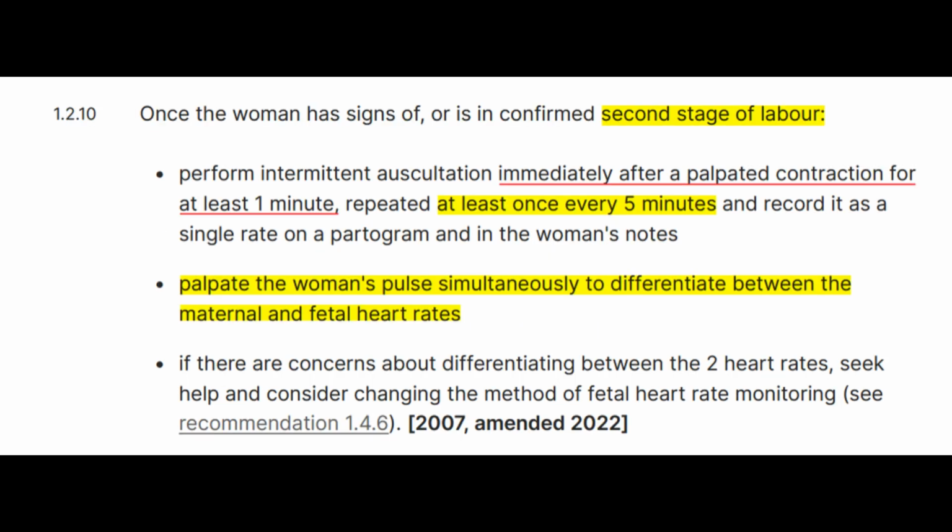Once the woman has signs of or is in confirmed second stage of labor, perform intermittent auscultation immediately after a palpated contraction for at least 1 minute, repeated at least once every 5 minutes, and recorded as a single rate on a partogram and in the woman's notes. Palpate the woman's pulse simultaneously to differentiate between the maternal and fetal heart rates. If there are concerns about differentiating between the two heart rates, seek help and consider changing the method of fetal heart rate monitoring.